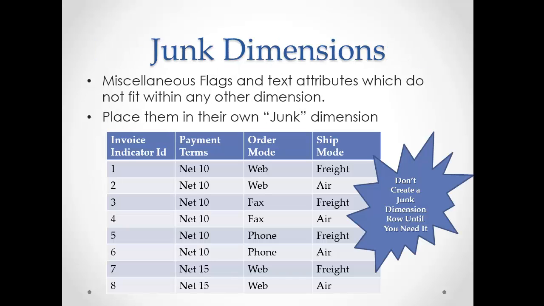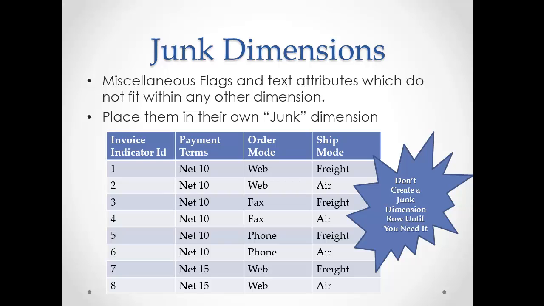So sometimes we have some categories and flags and things like that, and what we don't want to do is make a dimension with just one attribute in it. It just doesn't make a lot of sense. So what we'll do is combine all of these attributes into their own junk dimension, and this is something that you can write a program to do for you.